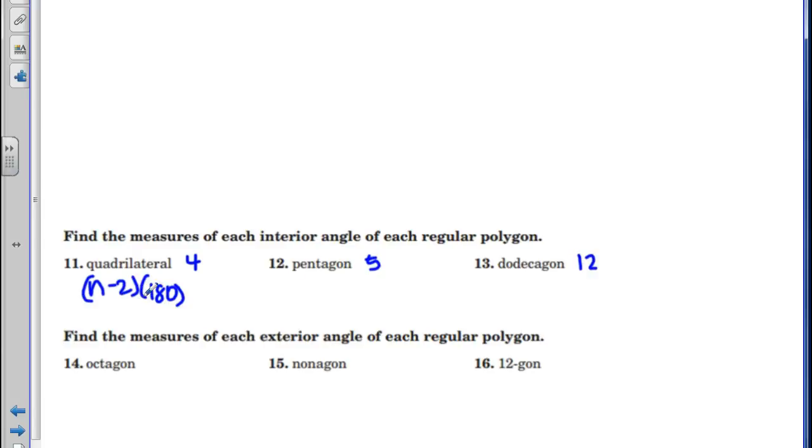All right, find the measures of each exterior angle of a regular polygon. So exterior angles of a regular polygon. So that means, let's say that we have a pentagon. Exterior angles would be when I extend these lines out here. Exterior angles. So 1, 2, 3, 4, 5. Those angles will add to be 360.